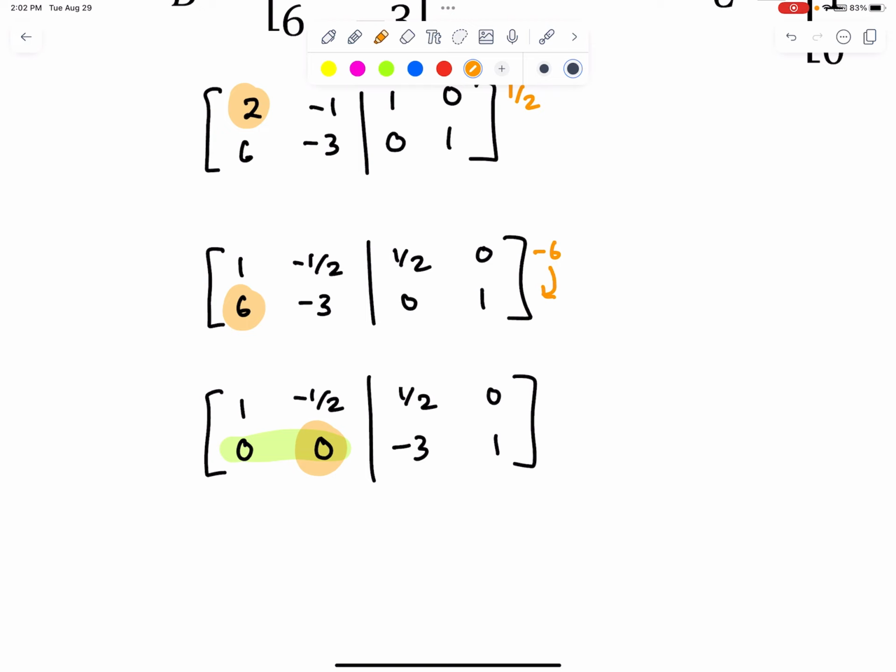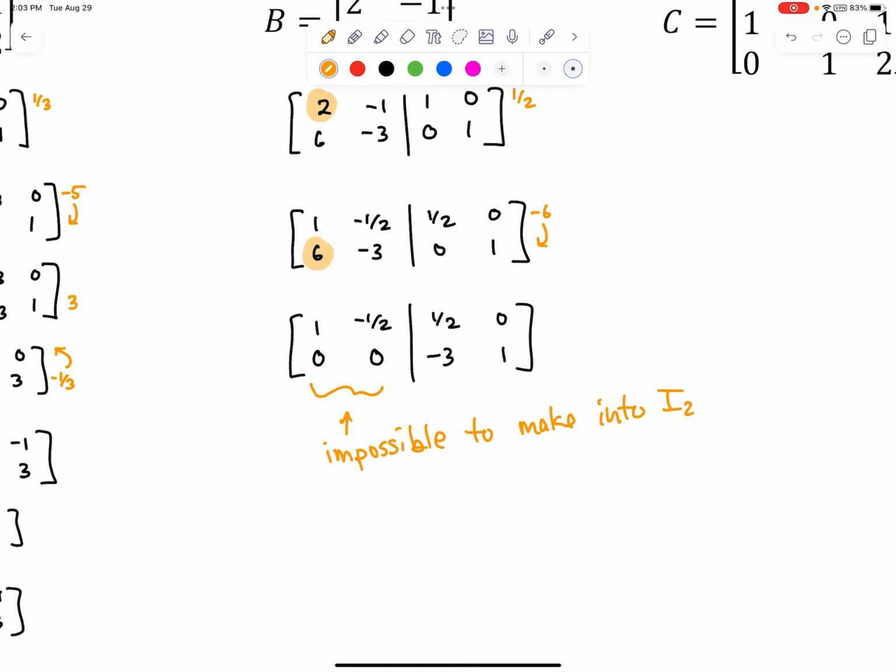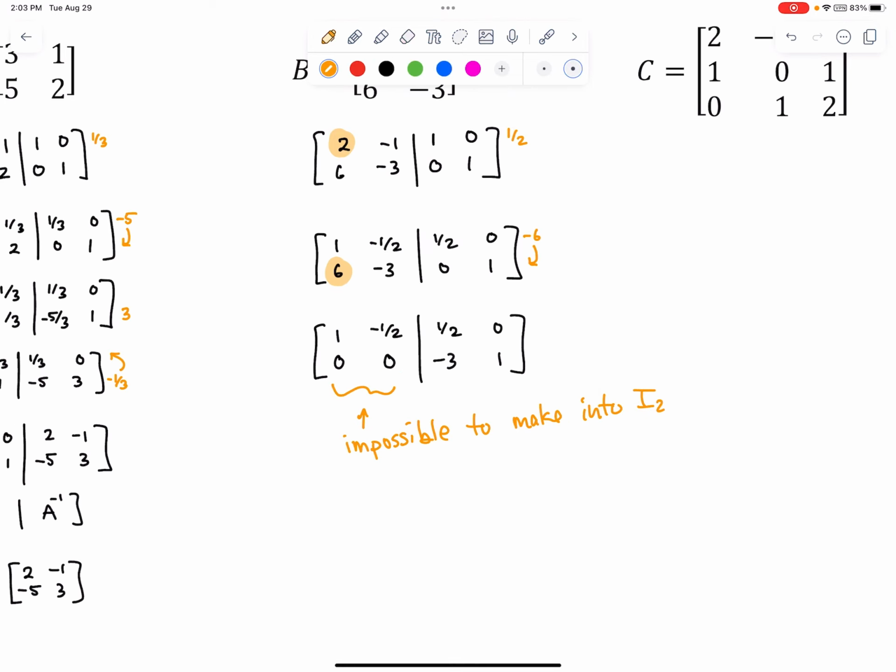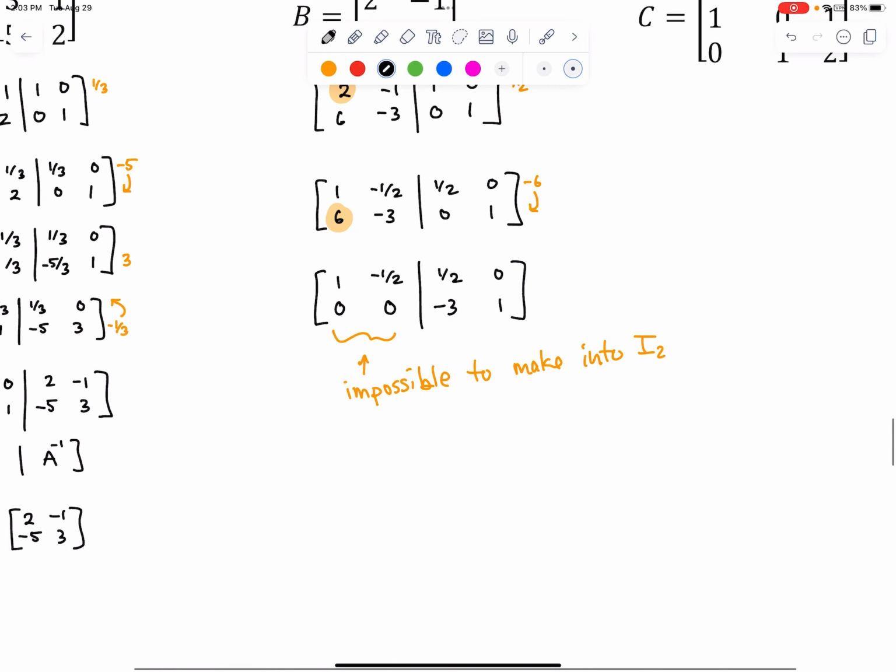But when it's a 0, it means that our next pivot position is actually going to be to the right of our division line here. This is going to be the next pivot position. So it's basically impossible to make the left side the identity, because we would need a pivot position right here in order to do that. So we say B is not invertible. B has no inverse. B inverse does not exist. We can say, therefore, that B is not invertible.